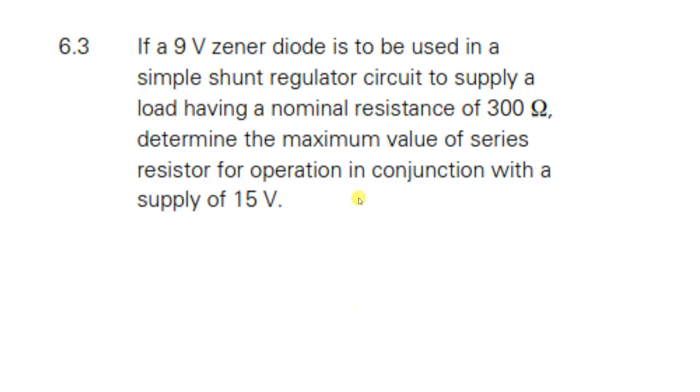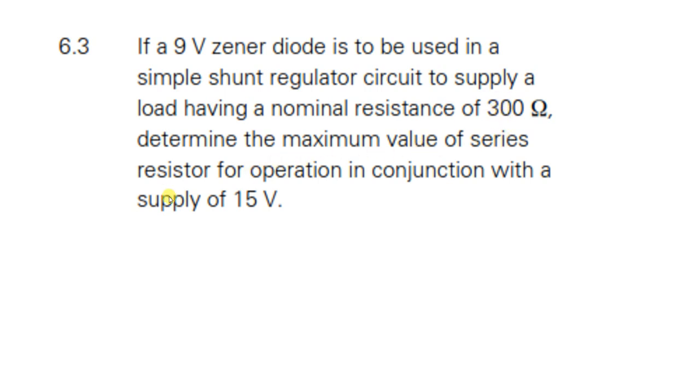So this is an assignment problem. Given a 5 volt Zener diode, it can be used in a simple shunt, meaning parallel, regulator to supply a load having a nominal resistance. This is the load. The load resistance is 300 ohms.